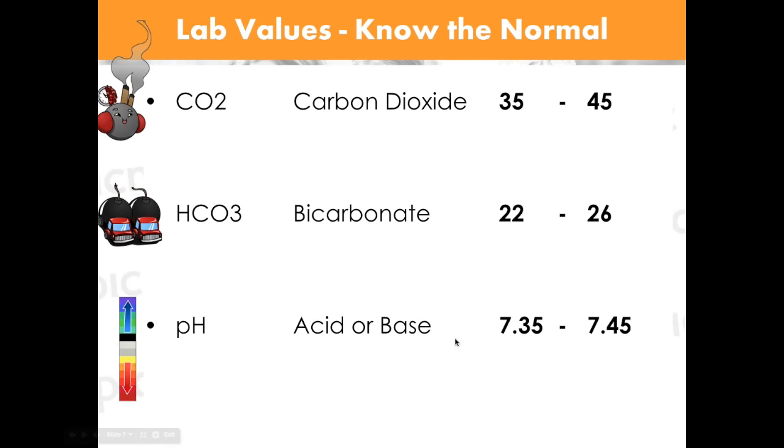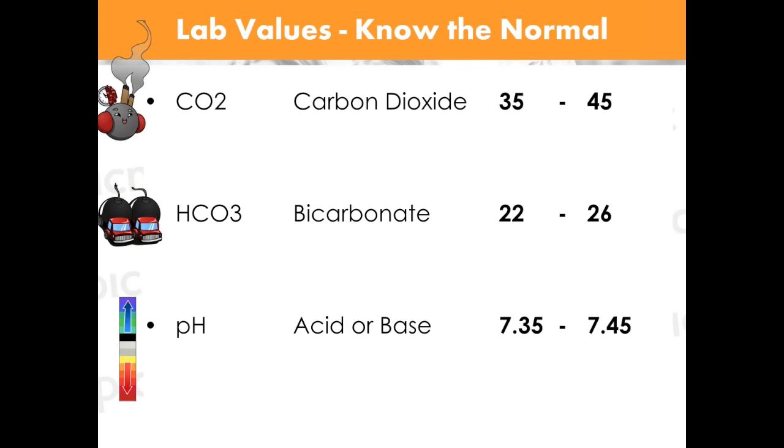But carbon dioxide, 35 to 45. Now, do you need to actually remember everything that goes with the endings? Not necessarily. We're going to remember concepts at first. And bicarbonate, 22 to 26. So carbon dioxide, 35 to 45. Bicarbonate, 22 to 26. And what's the normal acid-base range? That's right. 7.35 to 7.45.